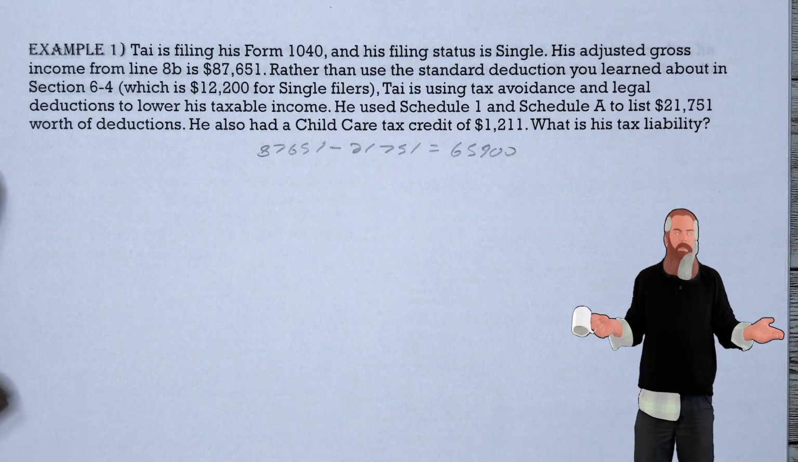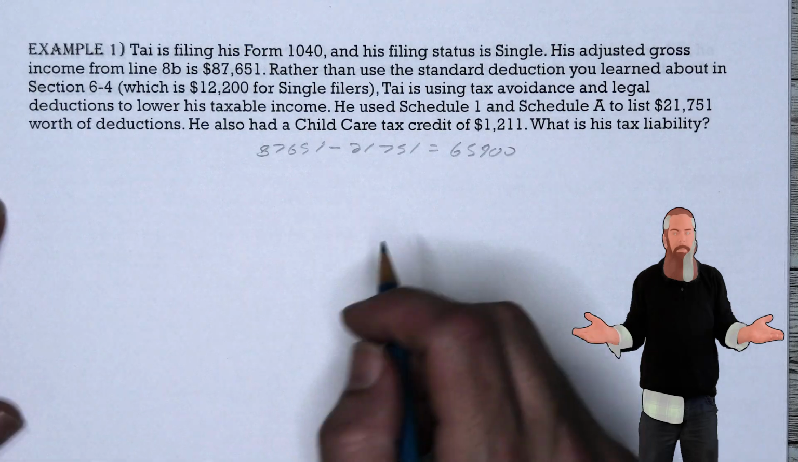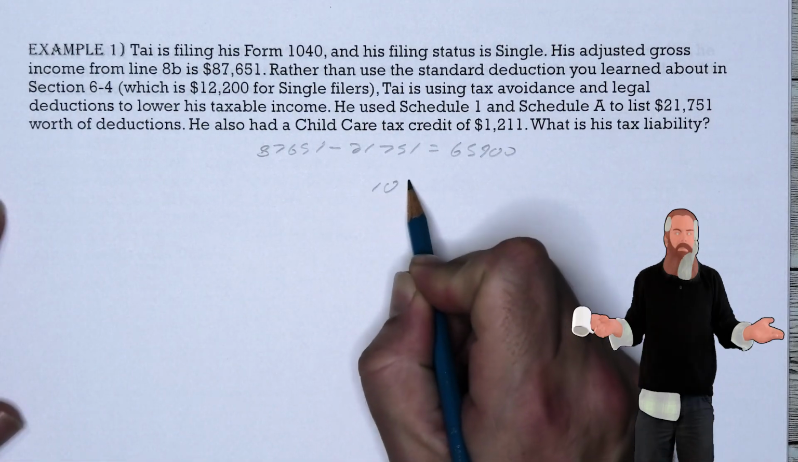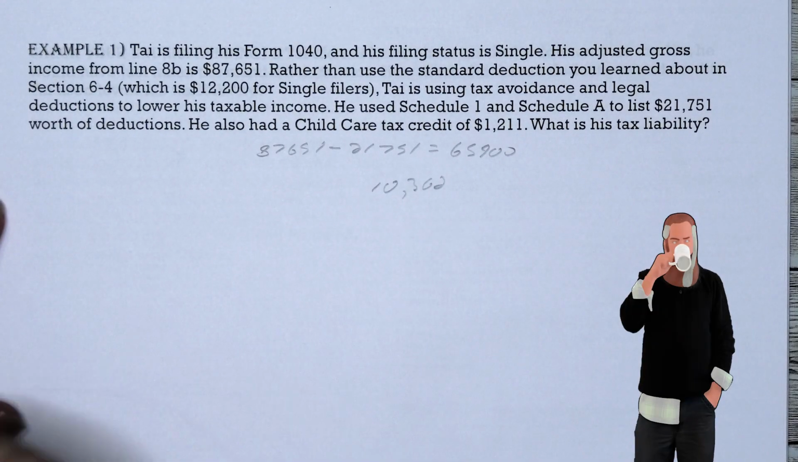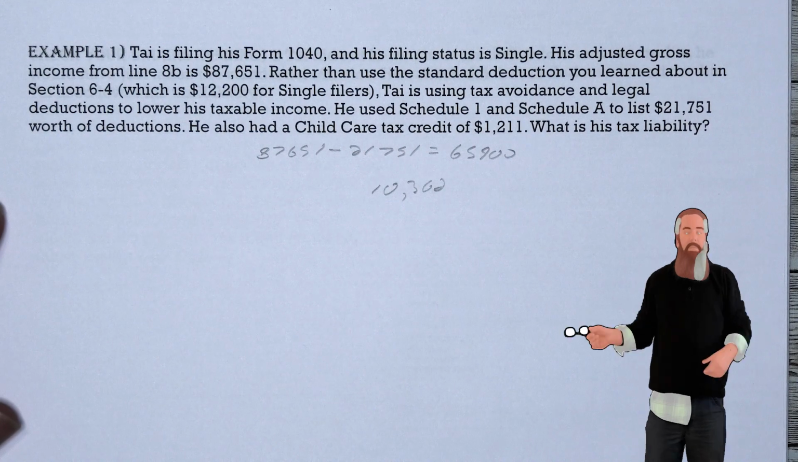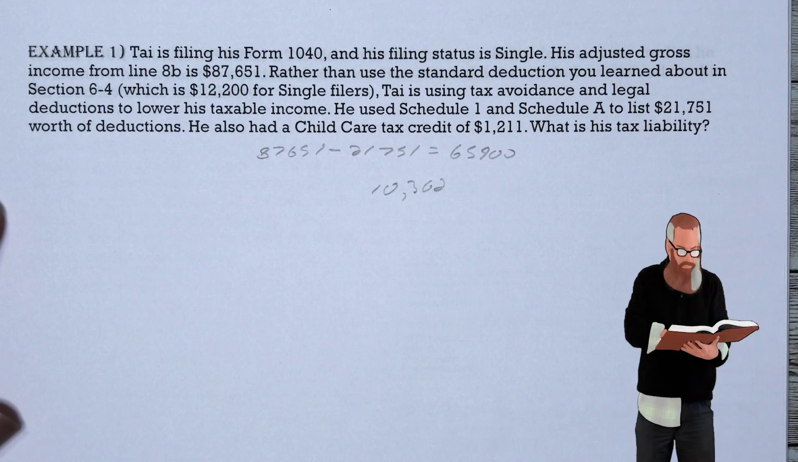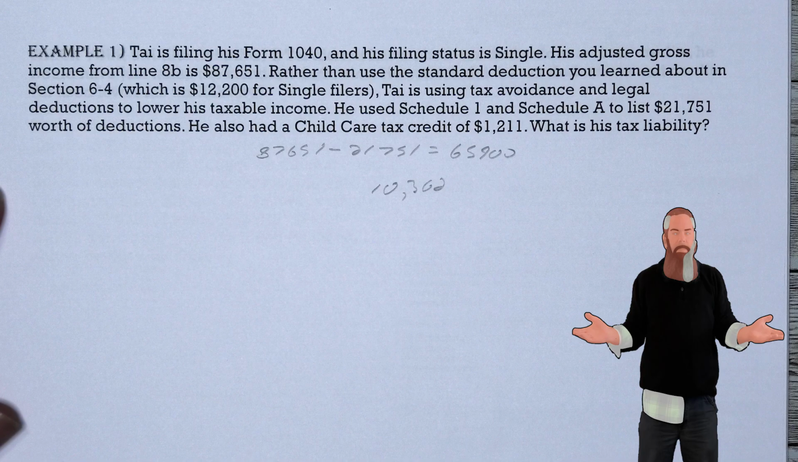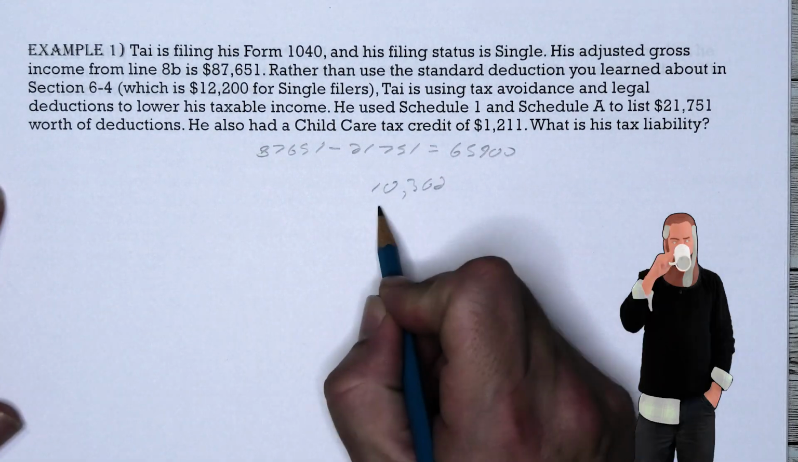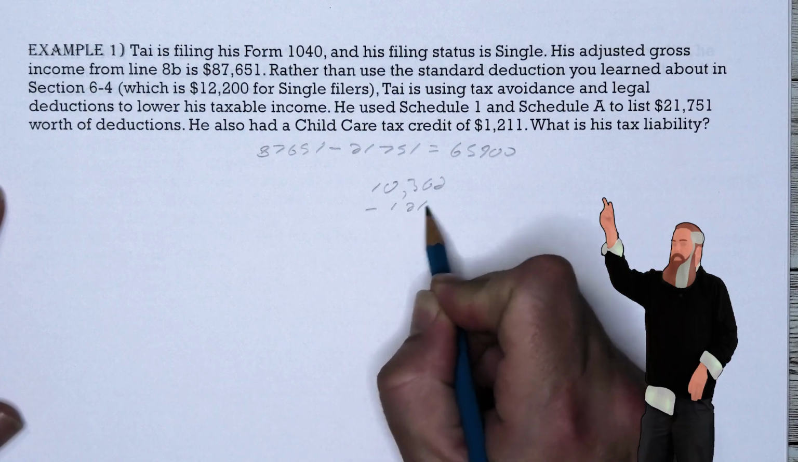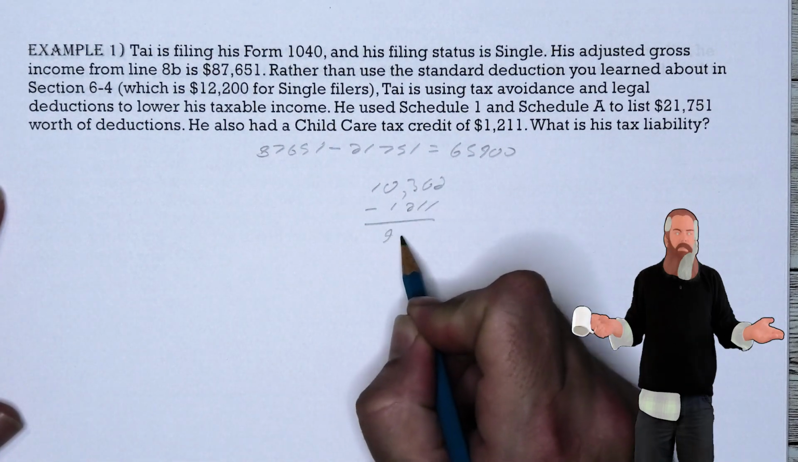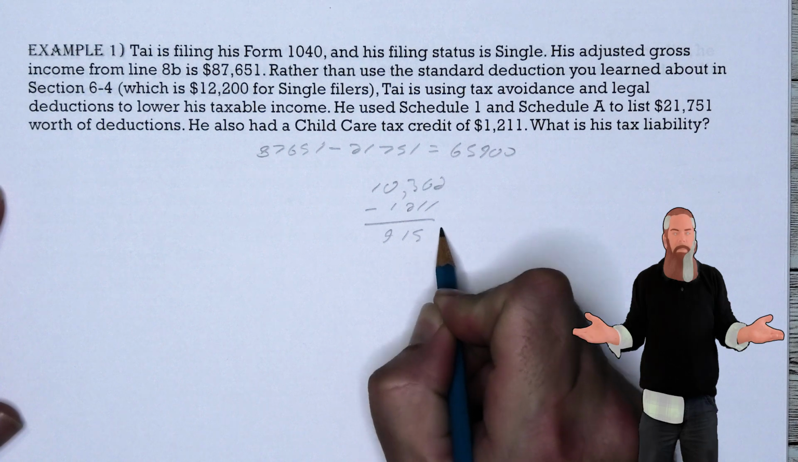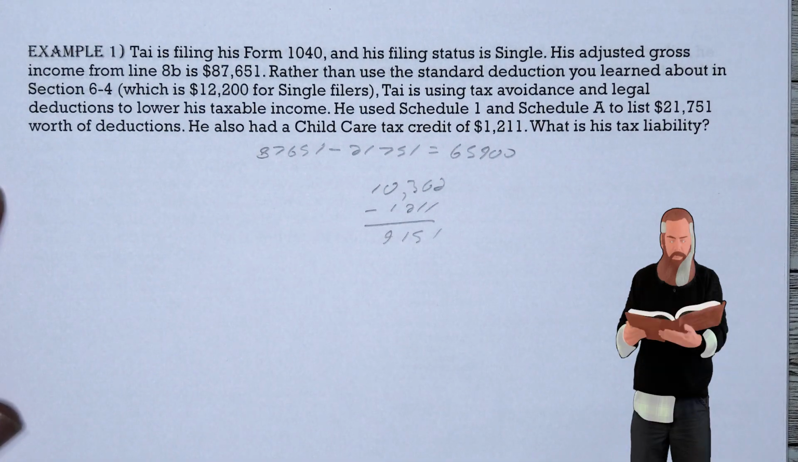The tax on his income found on the tax table is $10,362. Ty also had a tax credit of $1,211. Tax credits are subtracted from the tax after it is found on the tax table. Subtract the tax credit from the tax found after the deductions were taken. So we get to subtract $1,211 from this to find $9,151 is Ty's tax liability.